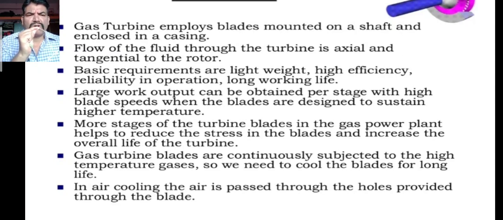More stages of turbine blades in the gas power plant help to reduce the stress in the blades and increase the overall life of the turbine. Gas turbine blades are continuously subjected to high temperature gases, so we need to cool the blades for long life. In air cooling, the air is passed through holes provided in the blades.